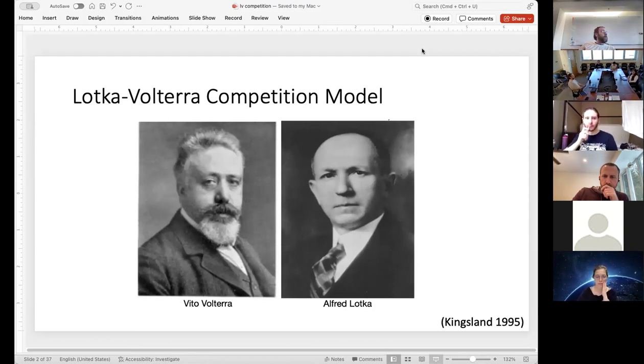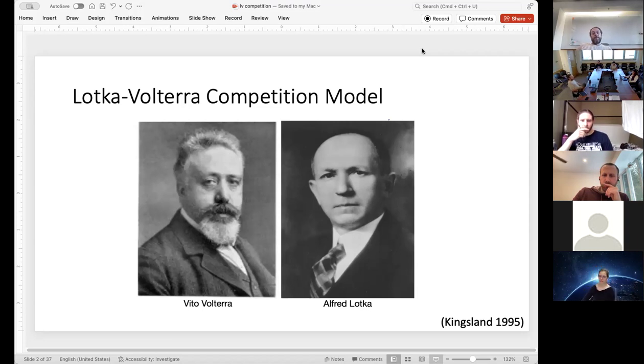Okay. So Vito Volterra, one of the leading mathematicians of the era, got into ecological problems because his son-in-law was a fisheries biologist, and he would pose problems to him at the dinner table, and Volterra would be like, "Yeah, okay, let's see what I can do here."